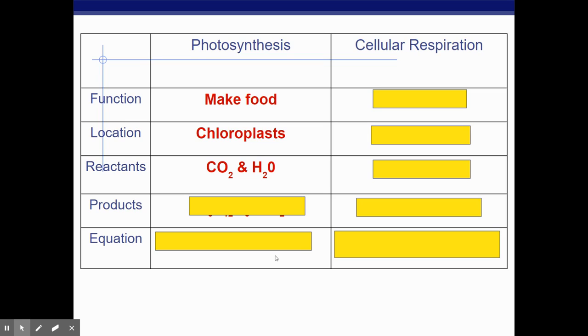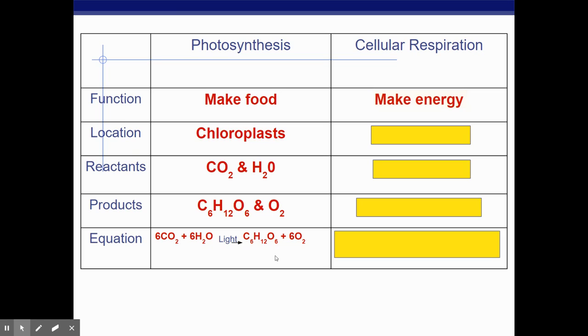And the products is what gets made or produced. And that's going to be the C6H12O6, that's glucose, and oxygen is produced. And here's the full equation that you're going to want to memorize and know really, really well. And then we'll go on to cellular respiration. Its function is to make energy in the form of ATP. And it occurs inside the mitochondria.